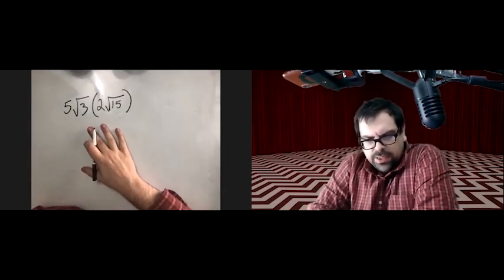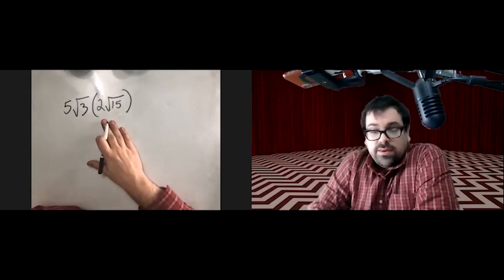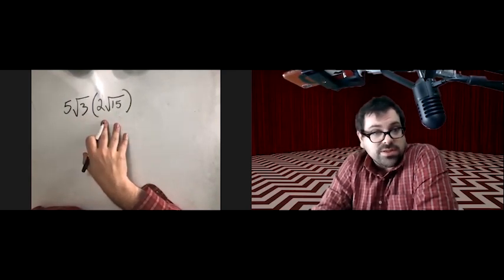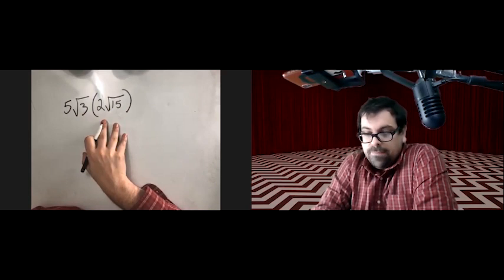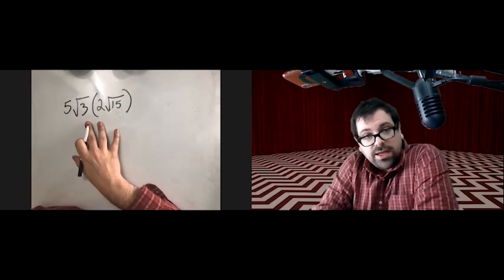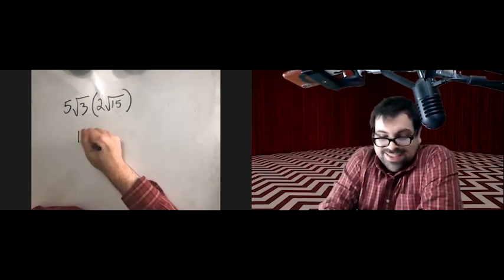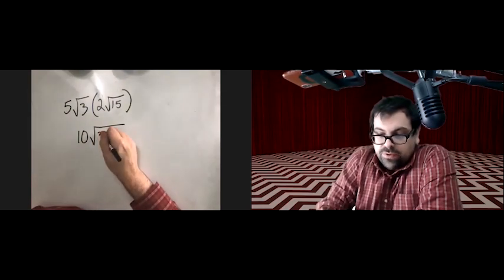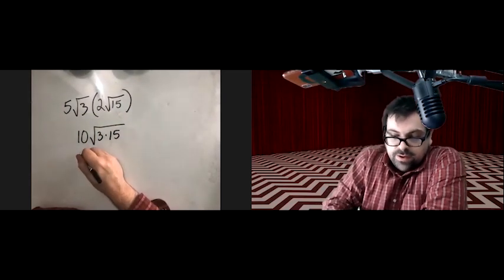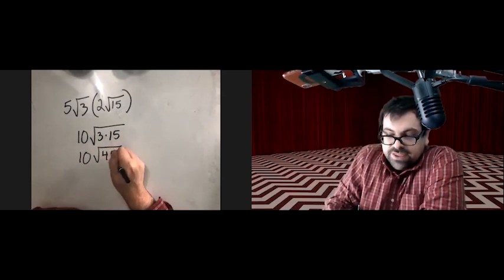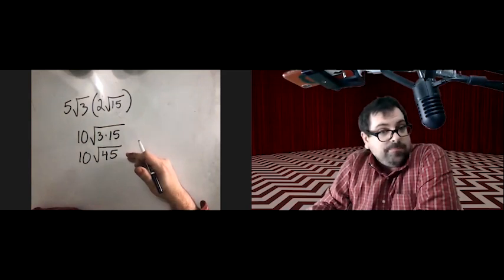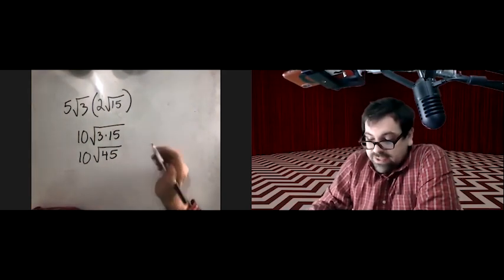Just to point out that these are two simplified radicals being multiplied together. So we are allowed to multiply the numbers and then multiply the radicals. 5 times 2 is 10. And then radical 3 times radical 15 is radical 3 times 15. 3 times 15 is 45. We ask ourselves, can this be the final answer? No, because 45 can be simplified further.